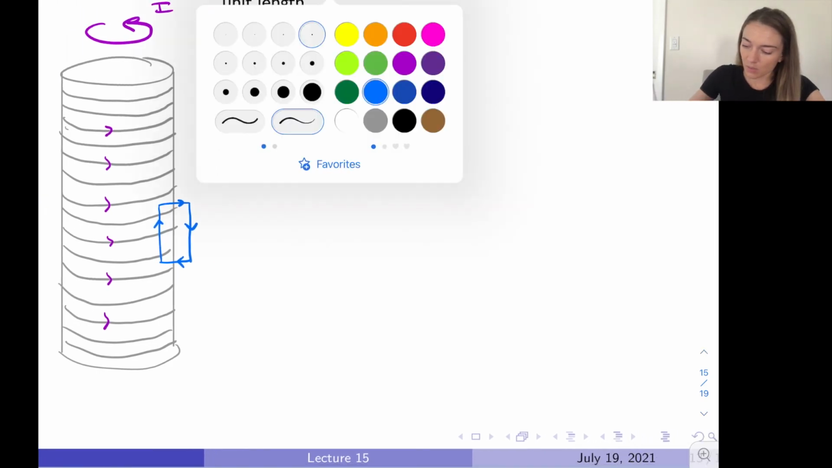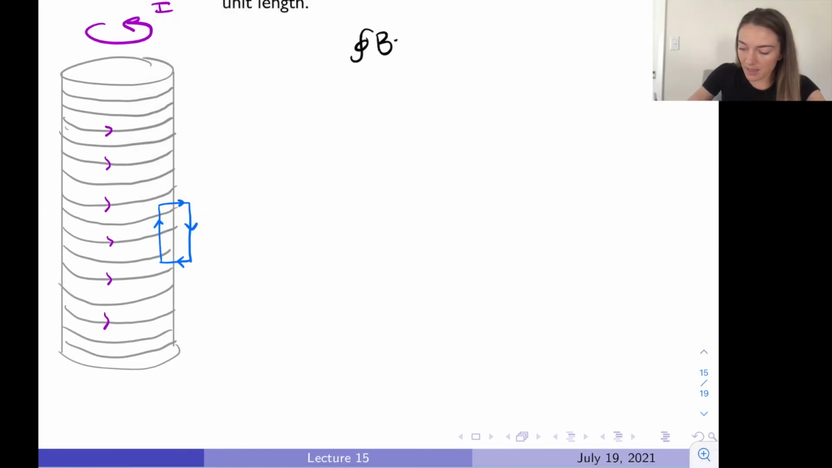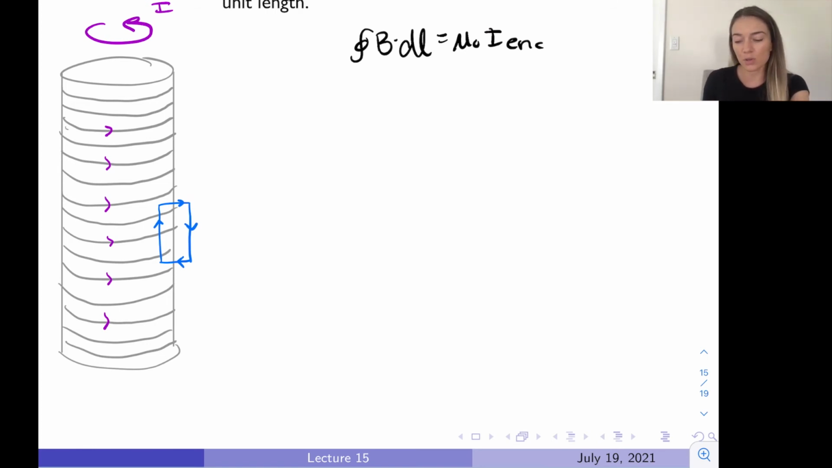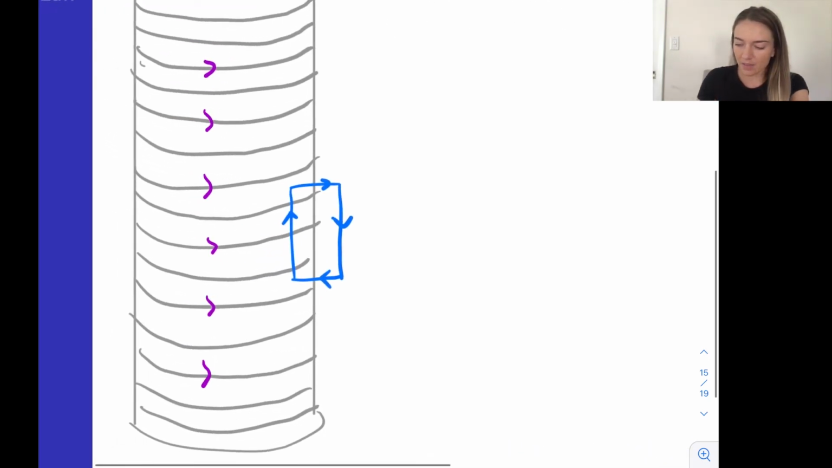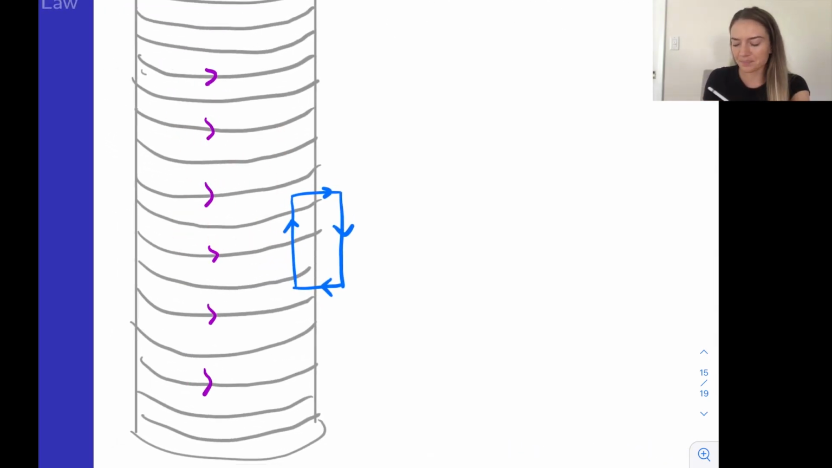So when I do B dot dl, each one of these sides of my rectangle will contribute, or at least have to be taken into account when we're doing this line integral. So inside the center of a solenoid, an infinite solenoid, our magnetic field is basically constant. So our magnetic field is essentially constant in here.